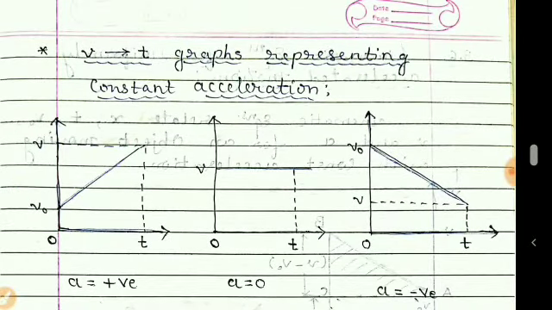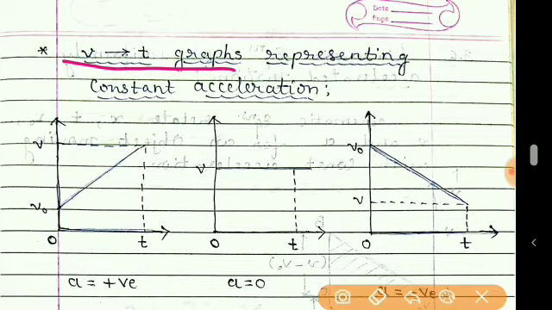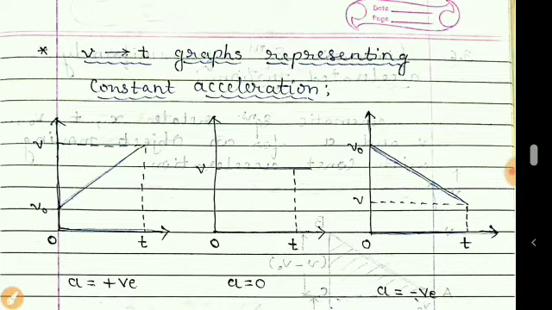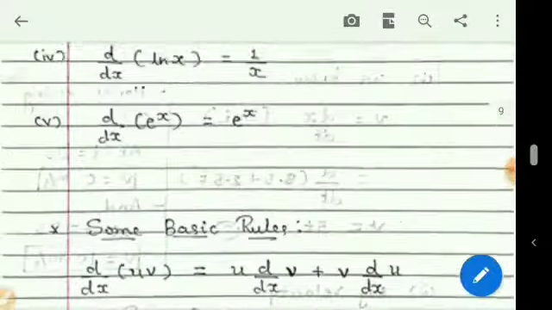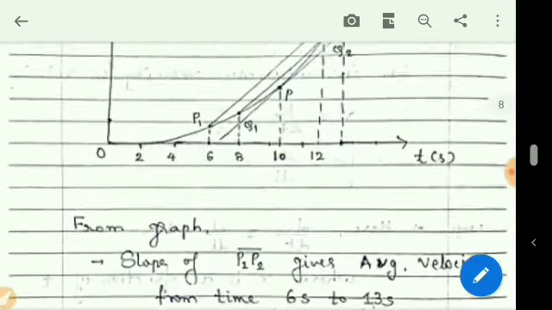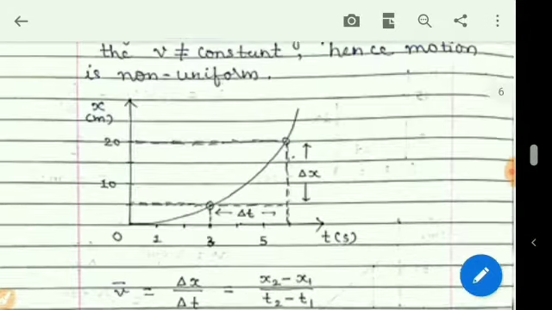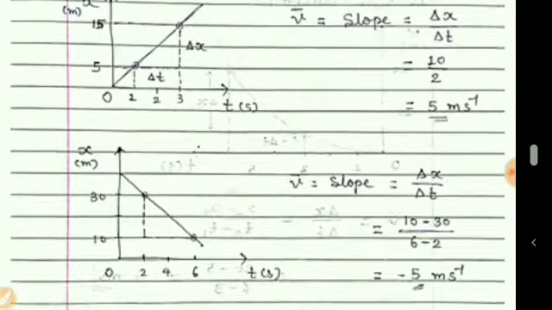Now velocity time graphs which represent constant acceleration. VT graph for constant acceleration. Students, earlier we have seen a similar type of situation, but that was a position time graph, and that was a straight line. Once again I'll show you the same thing. You can see, students, when there was a position time graph and it is a straight line, what does it mean? It means the velocity is constant.